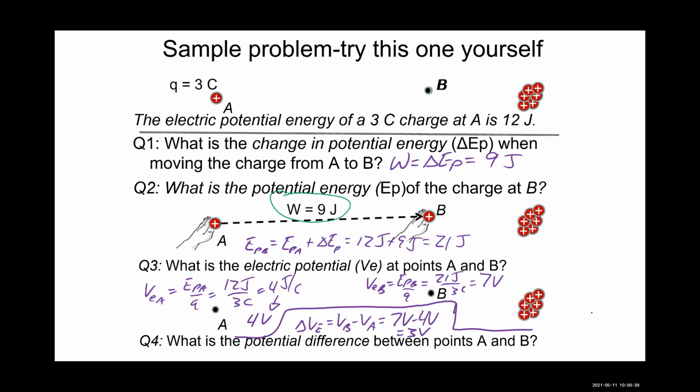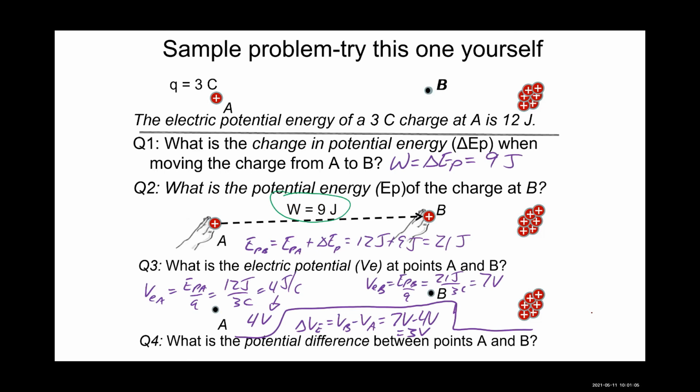Okay, so there you can see my answers. And just very quickly, the work done is equal to the change in potential energy, which is 9 joules. Okay, so the potential energy of the charge at spot B is 21 joules, and you get 4 volts and 7 volts for the electric potentials at A and B respectively.